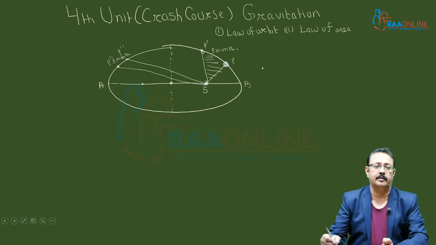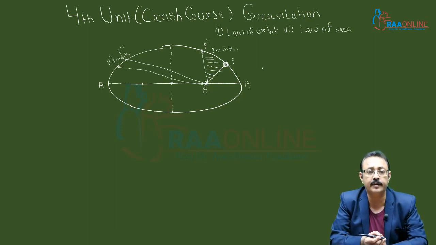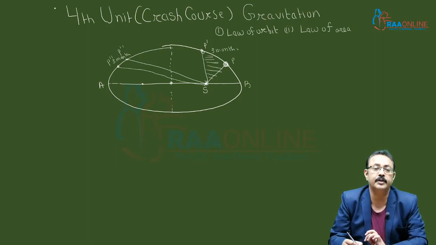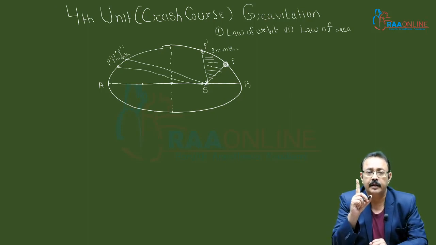In your NEET exam, sometimes they frame objective questions on this only. They will give you different positions of a satellite. See, in your picture there are 4 different positions of the satellite: P, P dash, P double dash and P triple dash. They will ask at which position the kinetic energy is maximum.